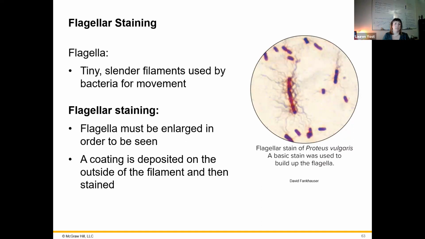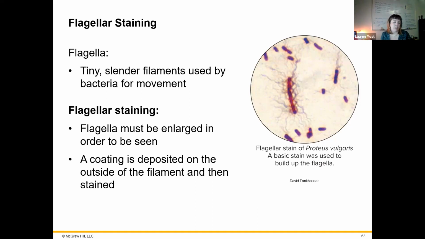Flagellar staining. Flagella are what bacteria use to move around. So we can perform specific stains that help us visualize the flagella a little bit better, so we can understand better their orientation around the actual bacterial cells. And that can be helpful in determining the identity of an organism.